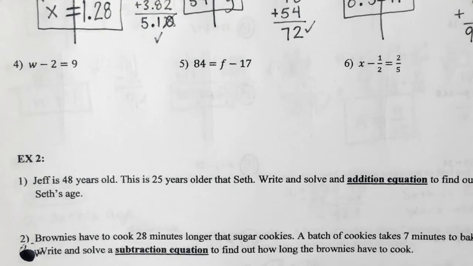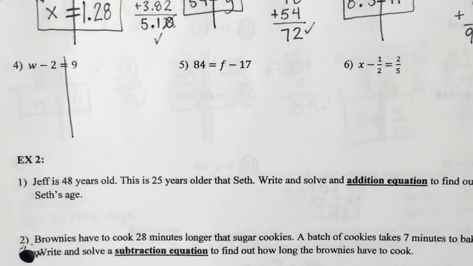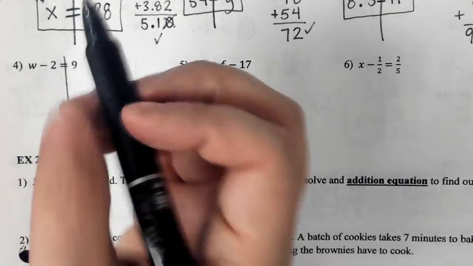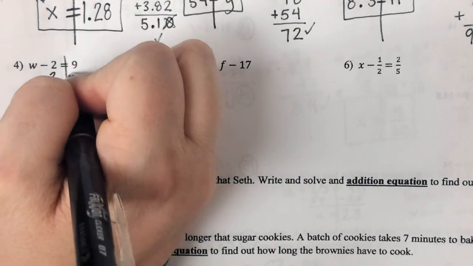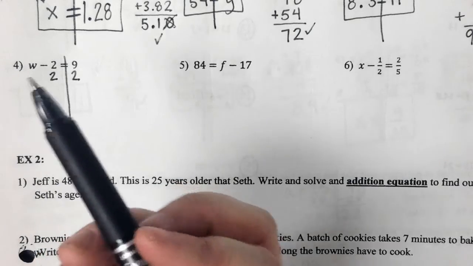All right. Number 4, we're drawing our line. Put your pencil on your letter. What number is with my letter? 2. So I'm going to write 2 on both sides. Now this one gets a little tricky, and this is where I had people have some trouble today, okay?